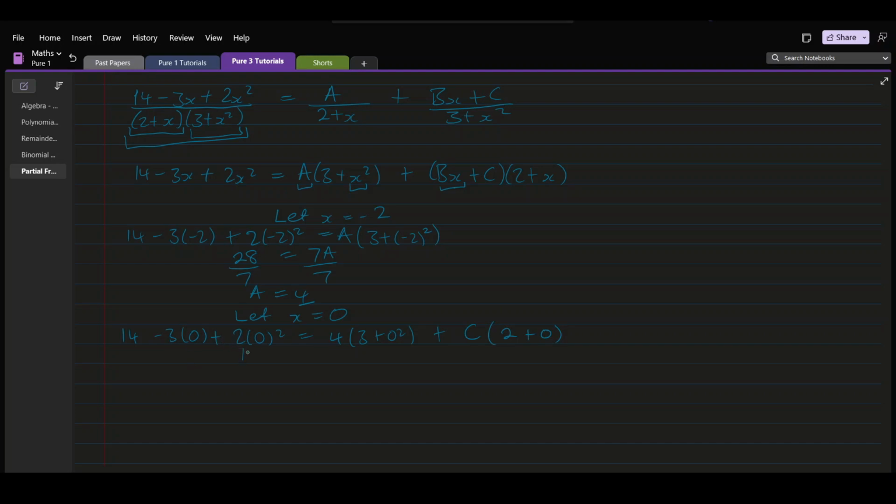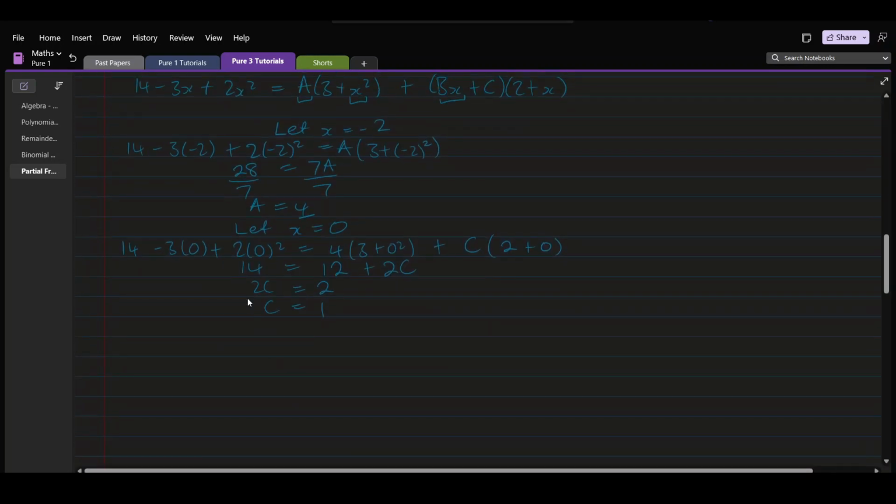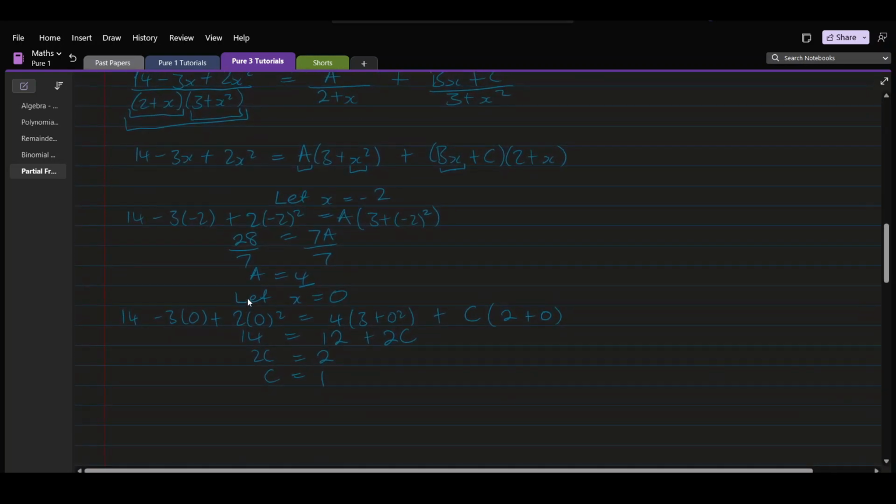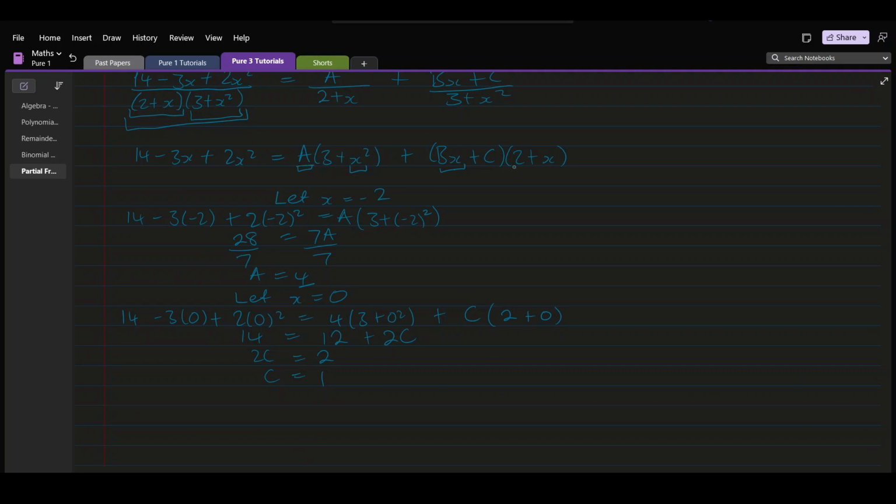So if we simplify, well, 14 is equal to 4 times 3, that's 12, plus 2c. And so this becomes 2c is equal to 14 minus 12, which is 2. Divide both sides by 2, you get c is equal to 1. And now we have to evaluate b. So now that we have both the values of a and c, we can simply substitute in those values, and then we substitute x with any number that we want that is not 0, because we've noticed that 0 will get rid of b, and so that will allow us to evaluate b.